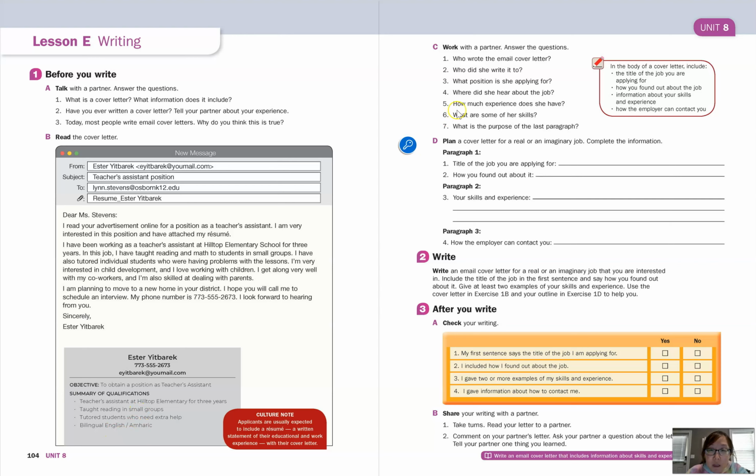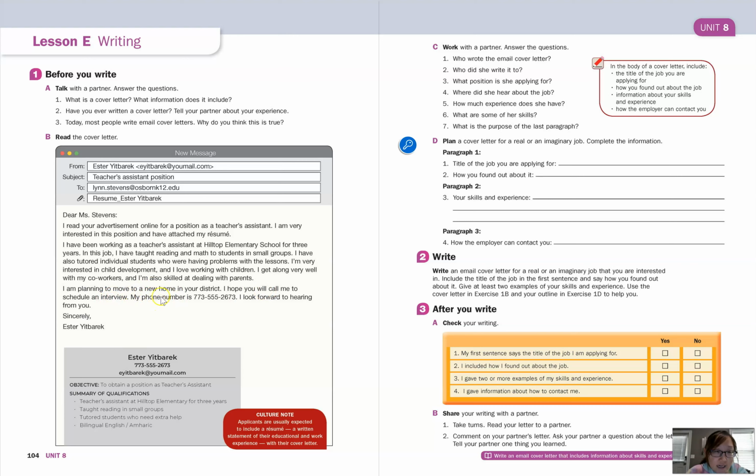Okay, and then number 6 or 7. What is the purpose of the last paragraph? And that's right here. So we can say that the purpose of the last paragraph is to state her interest in the position again. As you can see, you can tell she is interested.